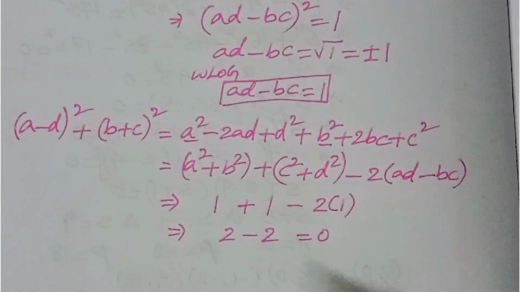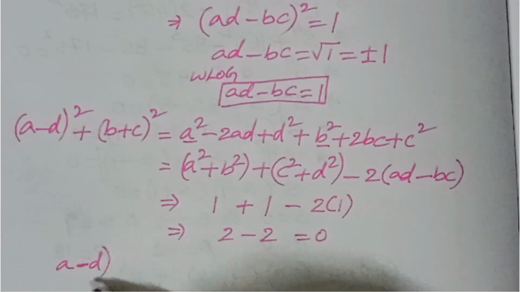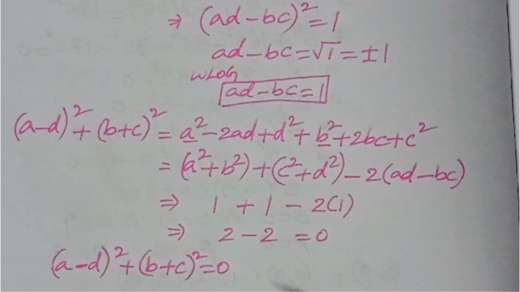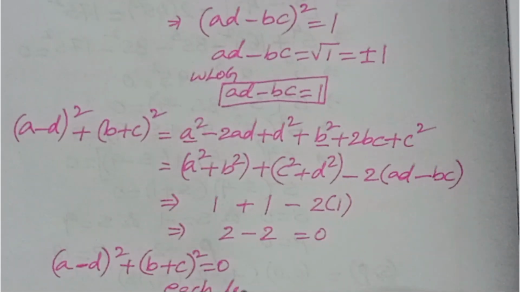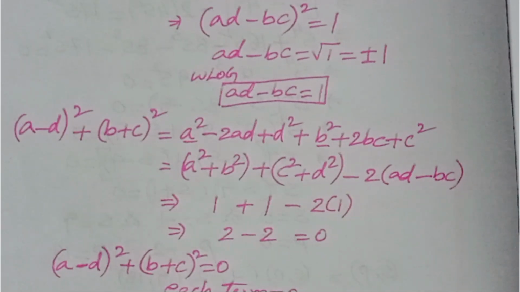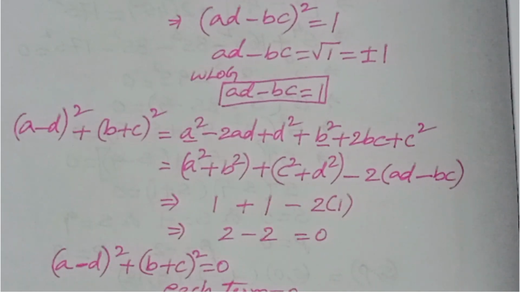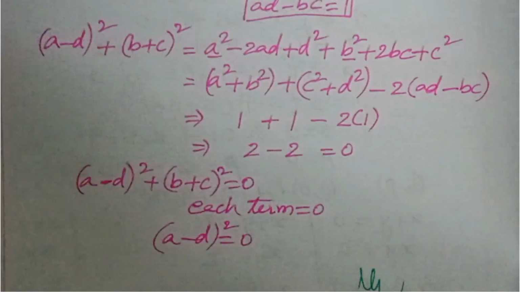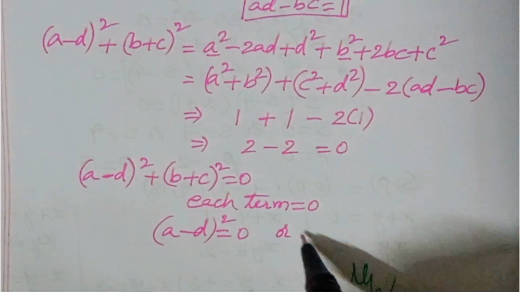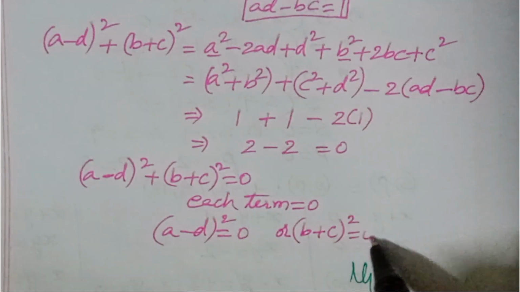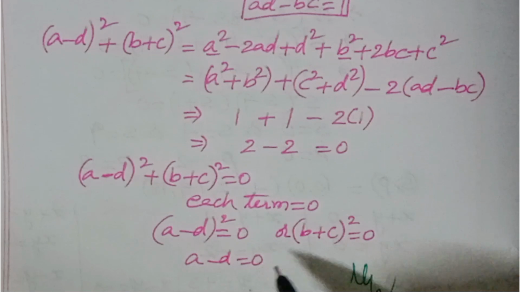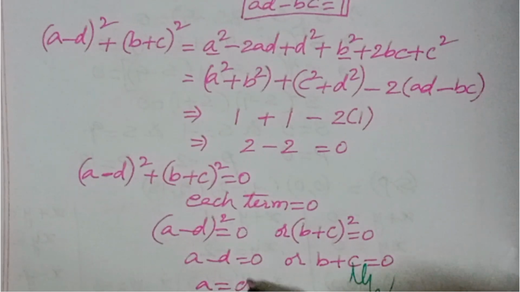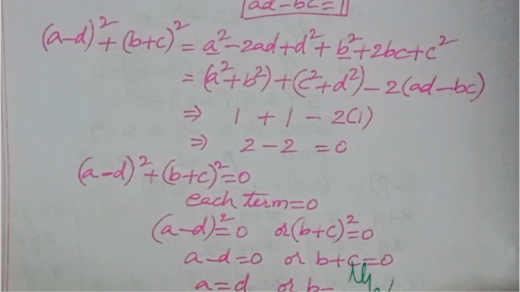Now the sum of the square terms is equal to 0. A minus D whole square plus B plus C whole square equal to 0. Now each term should be 0. A minus D whole square is equal to 0, and B plus C whole square is equal to 0. A minus D equal to 0 and B plus C equal to 0. So A equal to D and B is equal to minus C.